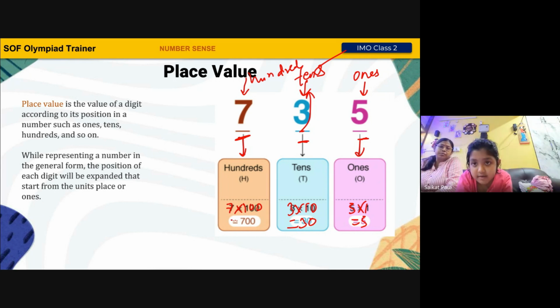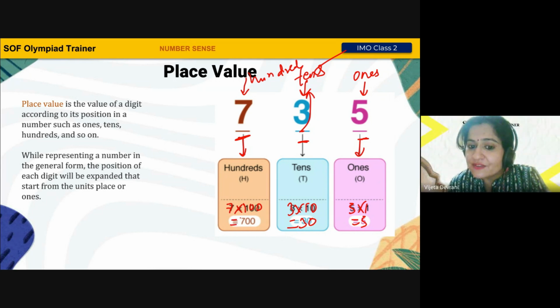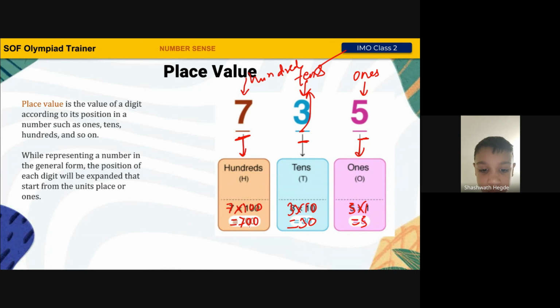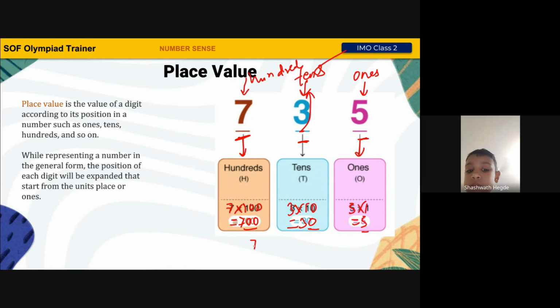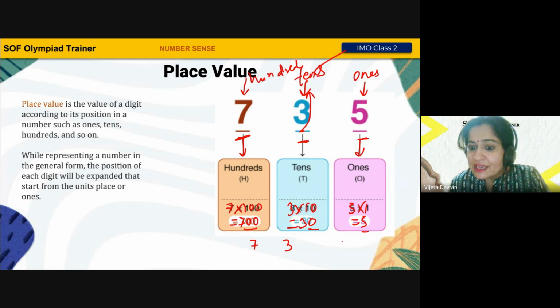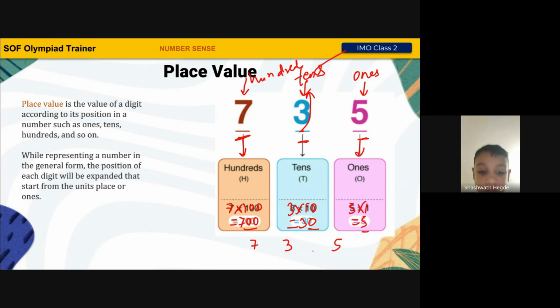700. Very good. 7 multiplied with 100 will give me 700. Very nice. Okay. So 700, 30 and 5. What are they? They are the place value of digit 7, 3 and 5 in number 735. Correct? Is this much clear?